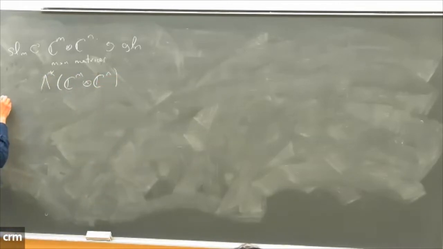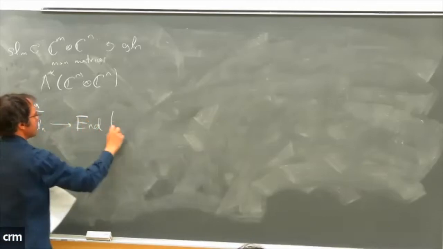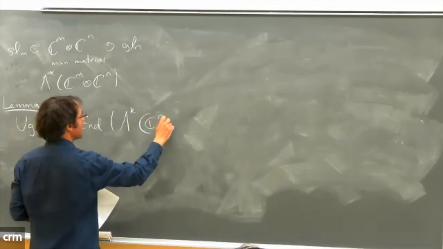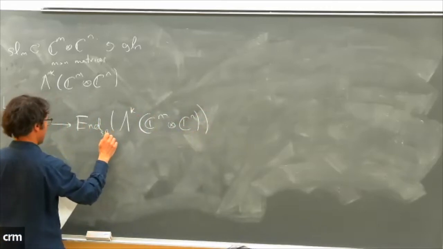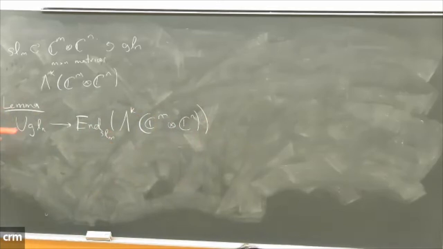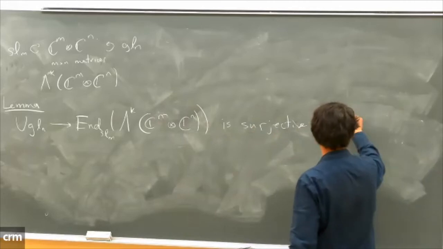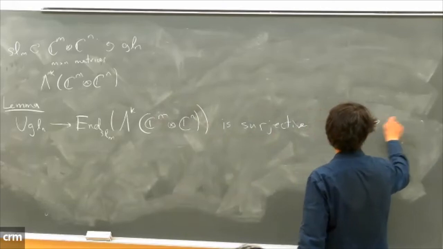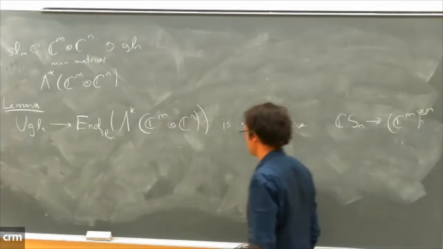And now here's the lemma of this Howe duality: the map from U(gl_N) to the endomorphisms of this wedge^K C^M tensor C^N, as an sl_M representation, is surjective. This is very analogous to what we saw toward the beginning of the talk, when I said that the map from the group algebra of S_M to the endomorphisms of (C^M)^{⊗N} is surjective. It's sort of like a special case in some sense.